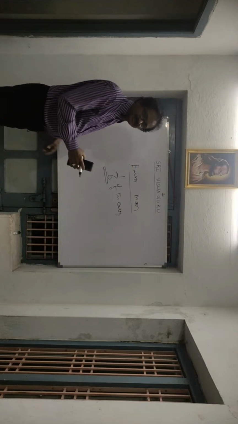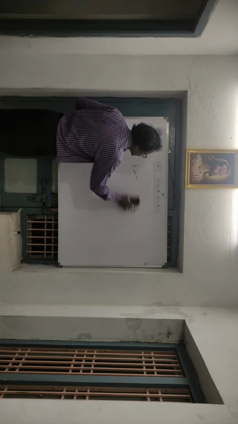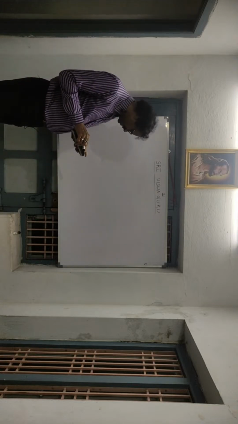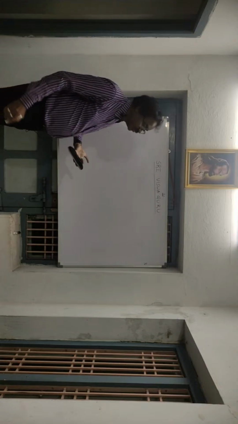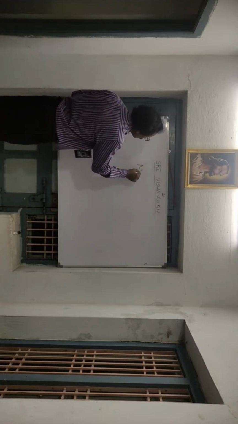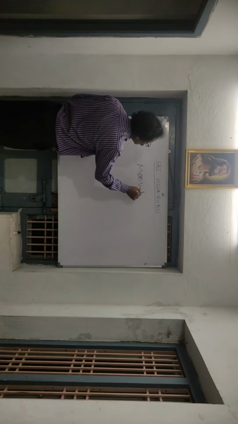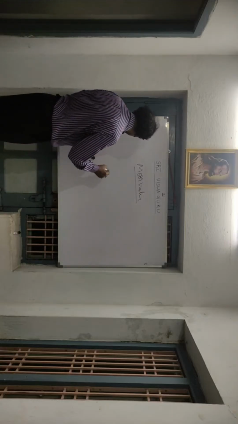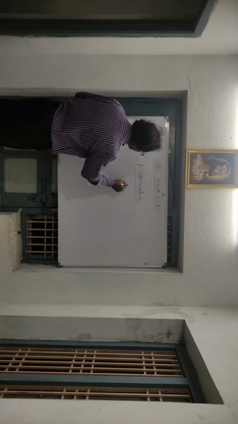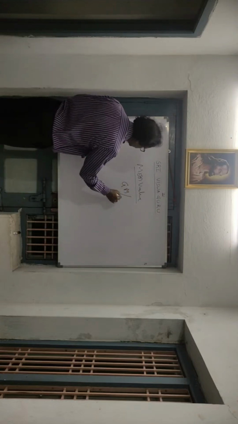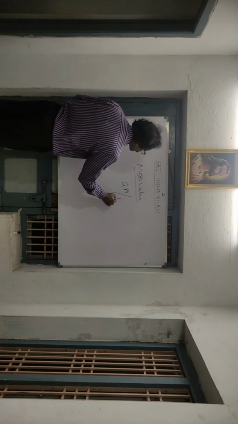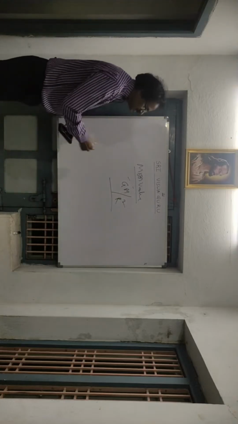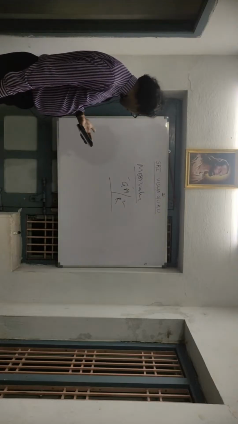So here are some formulas I am discussing. What is the moon's value? Moon value is equal to GM by r square. This is gravitational mass distance, GM by r square, the moon's value.